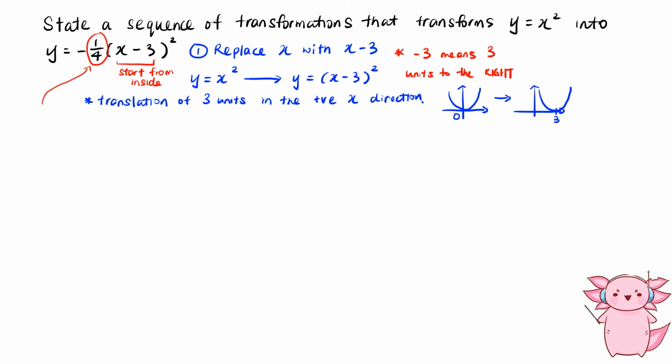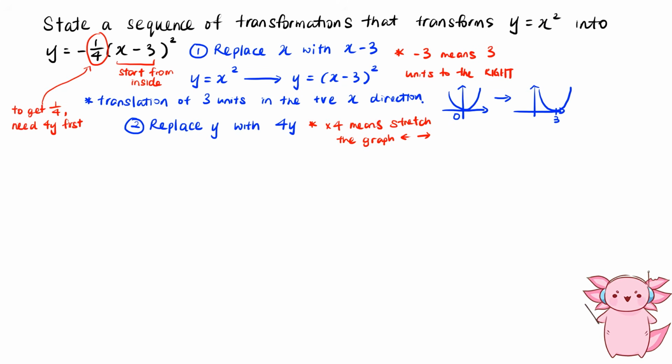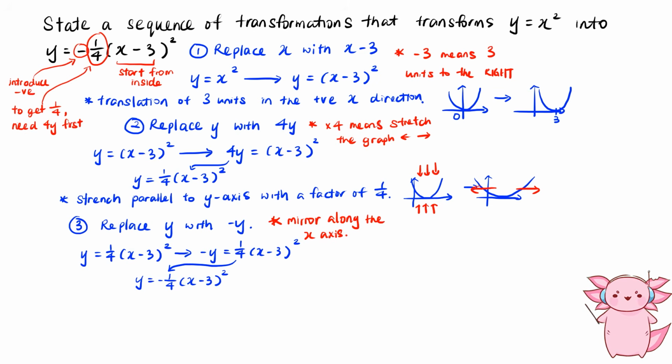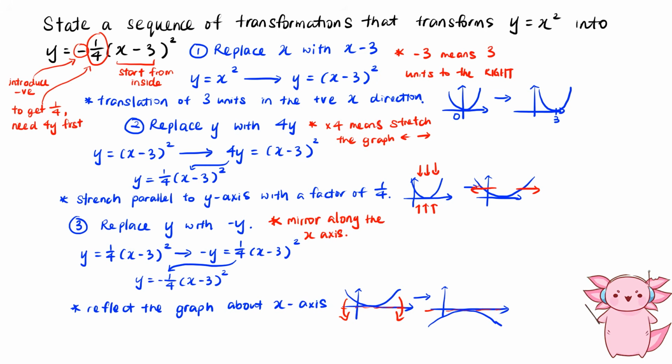The next one is quite tricky where we try to introduce this 1/4 here, so let's try to replace y with 4y. So again, everything's kind of in reverse. We are scaling the y-axis with a scale factor of 1/4, where the y-axis kind of gets squished together, causing the graph to widen. Now the last step is to introduce this negative, so we replace y with -y. This basically reflects the graph about the x-axis, where whatever is up here gets reflected down here.